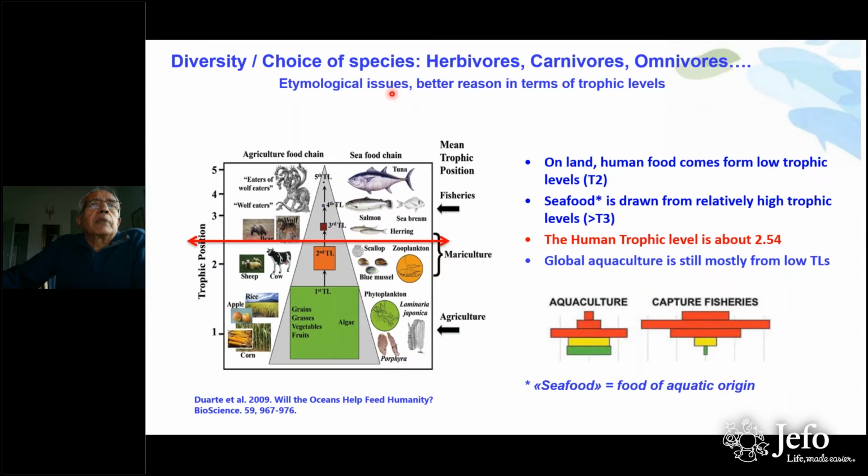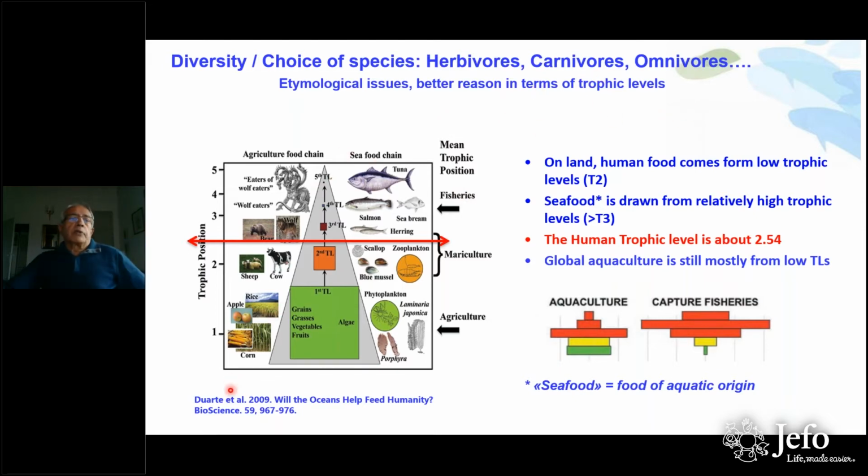I have some consideration in terms of the etymological. Carnivore means the eater of meat, and some people define it as at least 70% of your food coming from meat, which is never the case in any aquatic organism. So we've got to reason more in terms of the trophic levels.